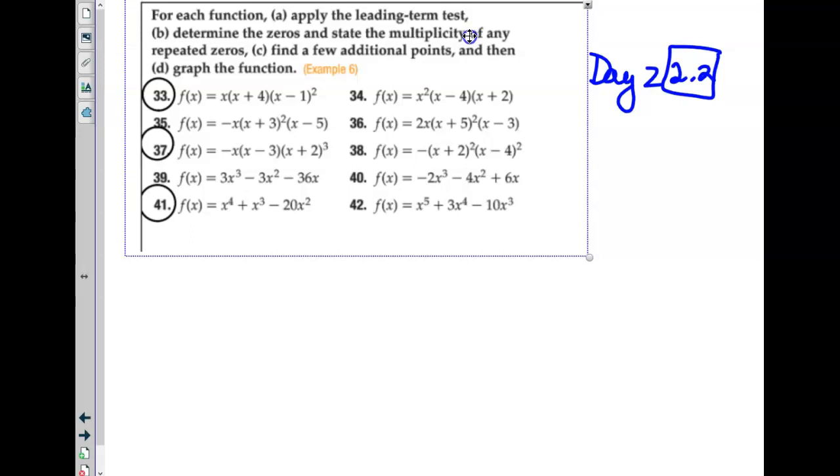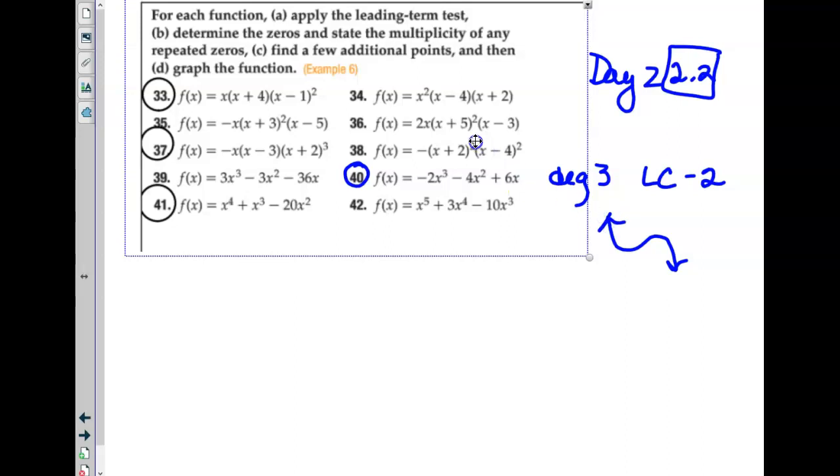The leading term test is the test that tells whether it's going to open the end behavior. And so the leading term tells us we need the degree and the leading coefficient. That's really easy on a question like 40 right here. You would say that's degree 3 with a leading coefficient of -2. So it would be going this way.